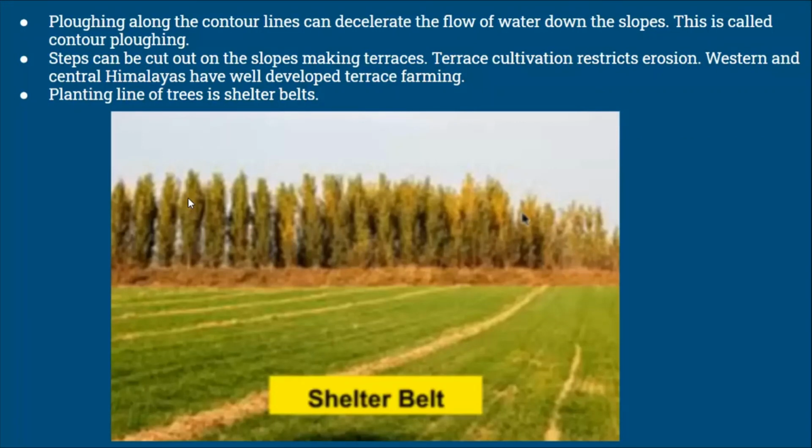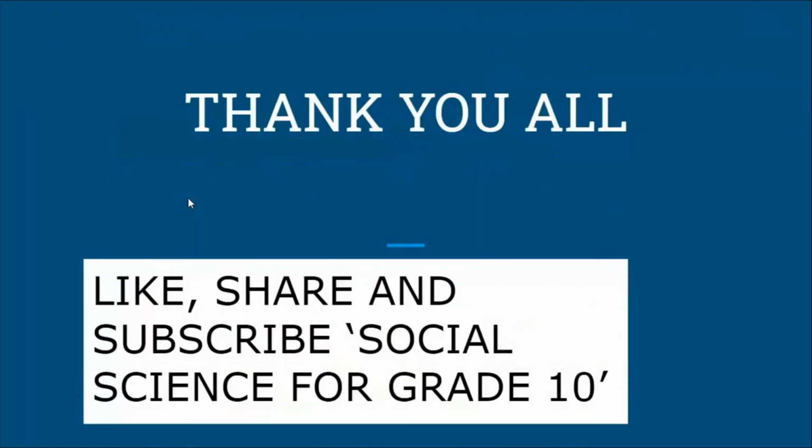So shelter belt helps us in two ways. It manages grazing of cattle, and it also restricts soil erosion. So that's it. We have completed the whole chapter.